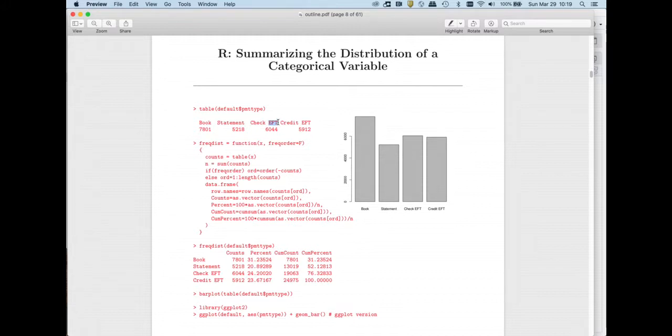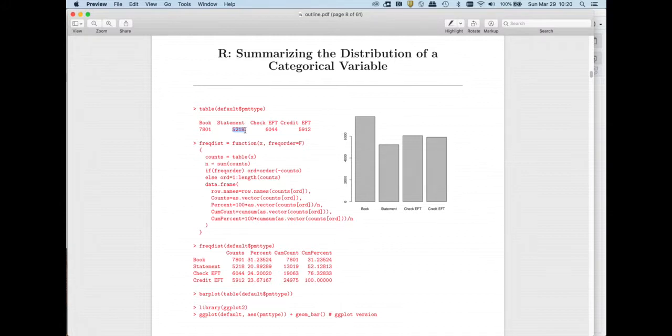So the question is, how do we summarize this? Well, in R, one way to summarize it is with the table command. So what table does, you can just use this on any variable. It just gives you counts. And so you can see you've got about 8,000 people who used the book method, about 5,000 who did statement, and so forth. So this is a way to summarize these 20-odd thousand people in our data set and how they paid their bill.